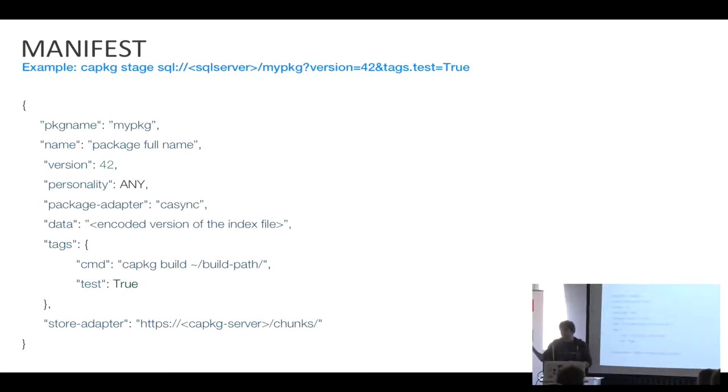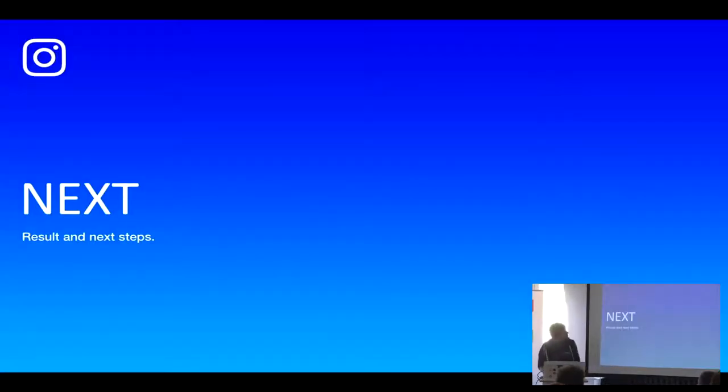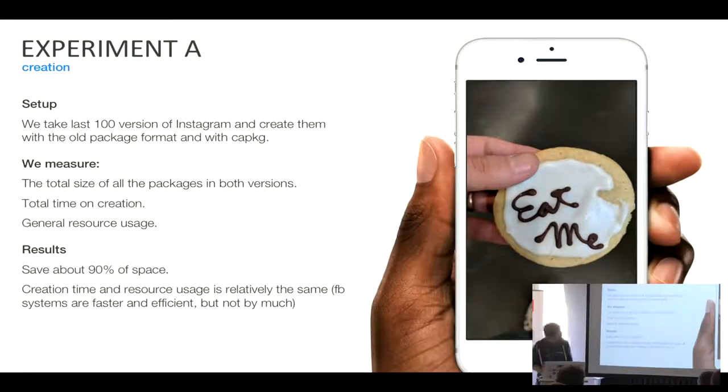Finally, we basically have a store adapter, so if we want to save or retrieve the store from an HTTP server, we can. If we want to store it from local disk, we can. And we can also do torrent. So that is basically how we did it. So let's see a few experiments that we did to see how the result was. And then we will be done.